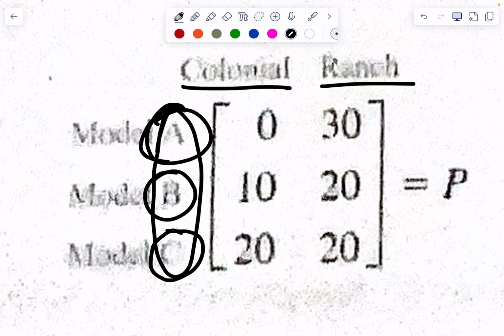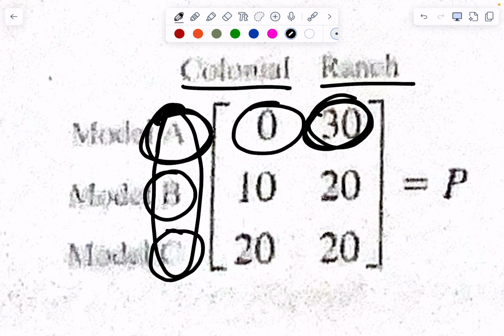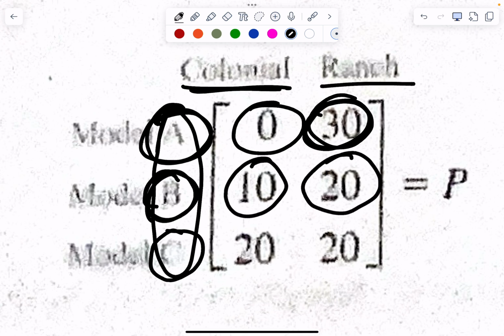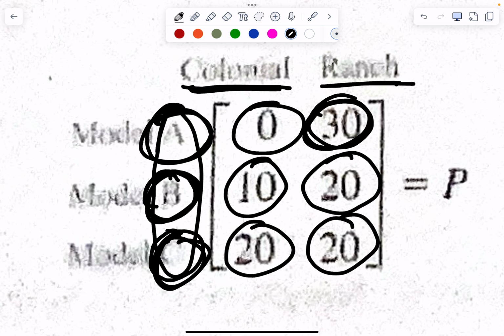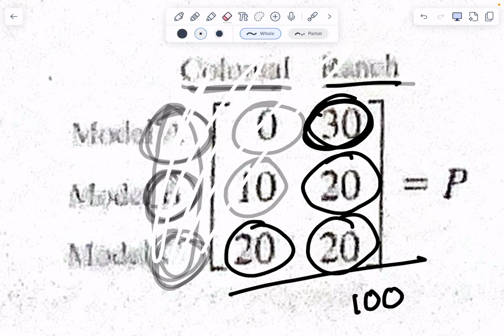So he's building floor plan A, and he's building 30 of them that are ranch style. He's not building any colonial in floor plan A. He's building 10 in floor plan B that are colonial and 20 in floor plan B that are ranch style. He's building 20 in floor plan C that are colonial and 20 in floor plan C that are ranch style, to make a total of, I think, 100 houses total, okay? So those are the options I've got going on here.